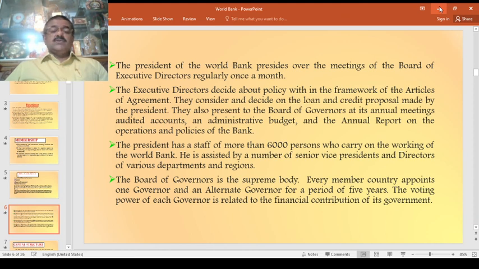The board of governors is the supreme body. Every member country appoints one governor and an alternate governor for a period of 5 years. The voting power of each governor is related to the financial contribution of its government.